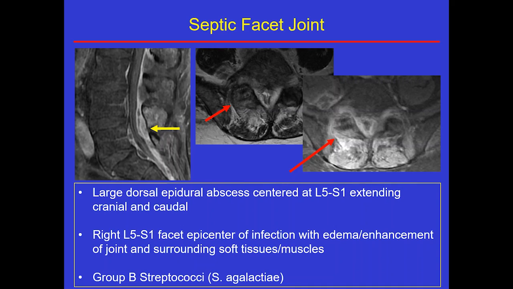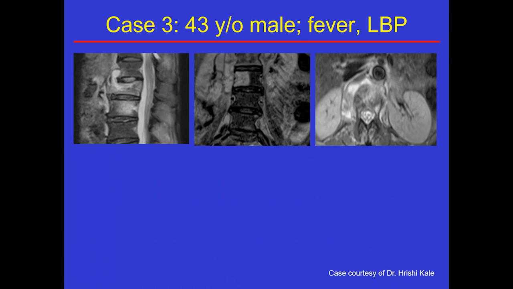This is an increasing disease entity that we see a lot more of now with IV drug users. We're seeing a lot more septic facet joints in these patients, and we're being asked to sample the facet joint to help identify an organism.